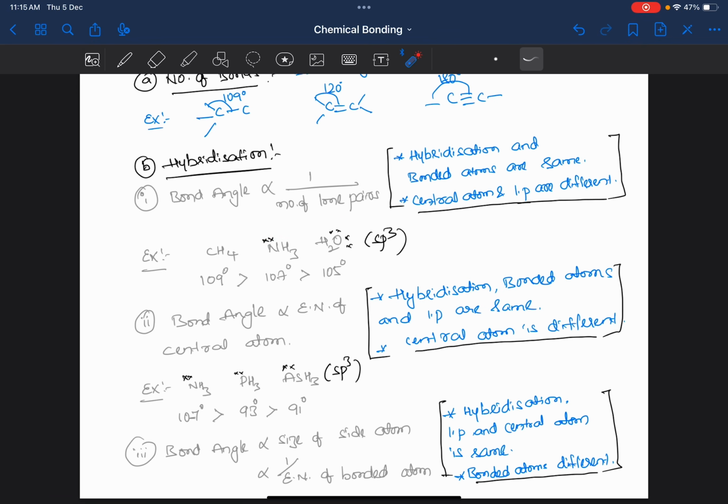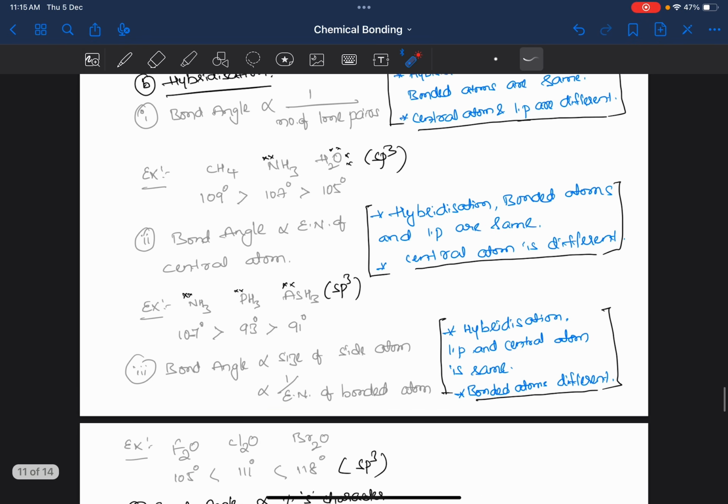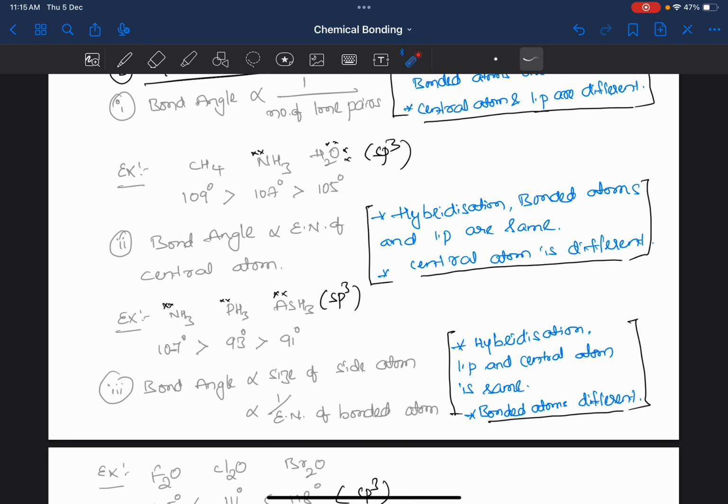And next, the second point. Bond angle is directly proportional to the electronegativity of the central atom only. Now see the conditions. Here hybridization, sidewise atoms and lone pairs are the same. But which is different? The central atom only is differing. Therefore, bond angle is directly proportional to the electronegativity of the central atom.